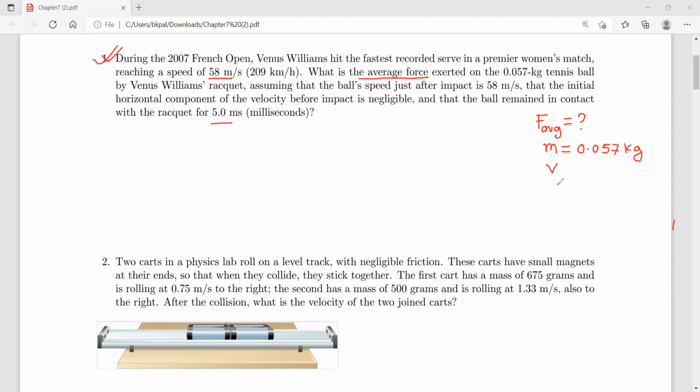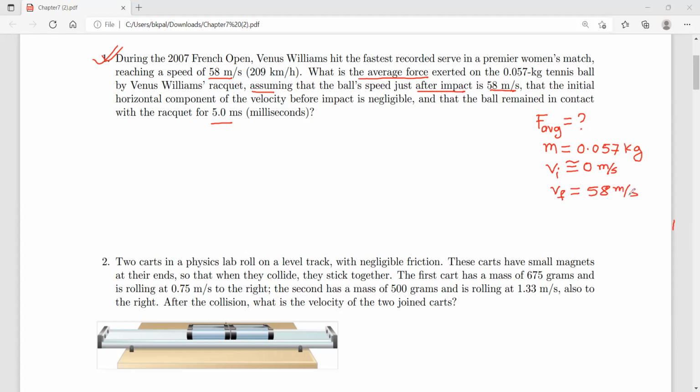If we read correctly, let me read just from here: assuming that the ball's speed just after impact is 58 meters per second. So after impact, the velocity is 58 meters per second. Here we are not given the velocity before impact, that means we are not given the initial velocity. Because we are not given it, we can approximate the initial velocity as 0 meters per second. The final velocity given is 58 meters per second.